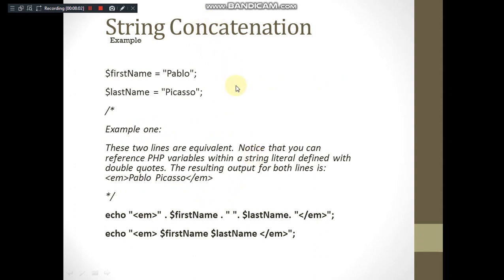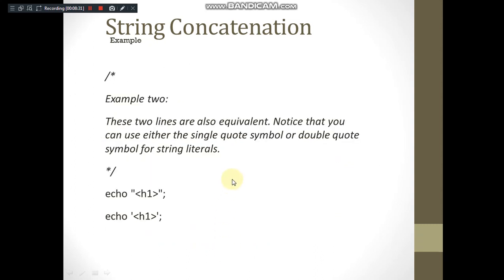Here is another example of string concatenation. There are two variables which are storing string values. One thing you should remember is all variable names should begin with the dollar symbol. Then you are echoing the em tag, that you know, right? The em tag is displaying the first name and last name, then closing the em tag. Again the em tag we have used. This is also doing the same work. String concatenation here, these two lines are equivalent.